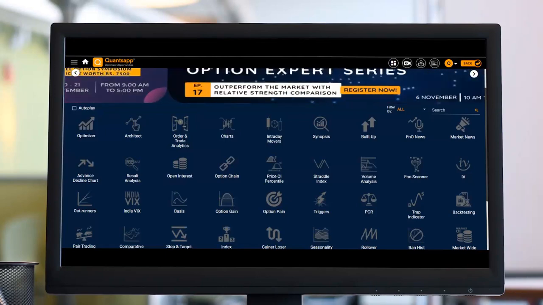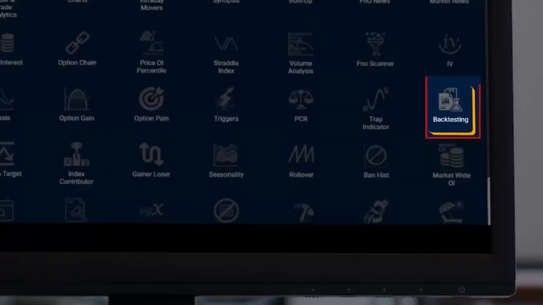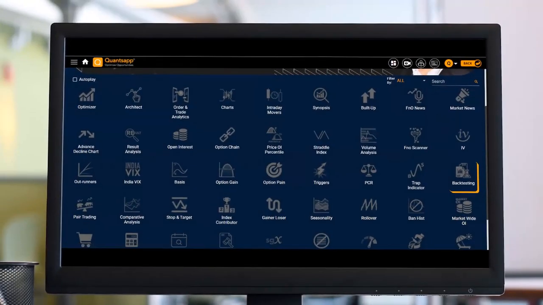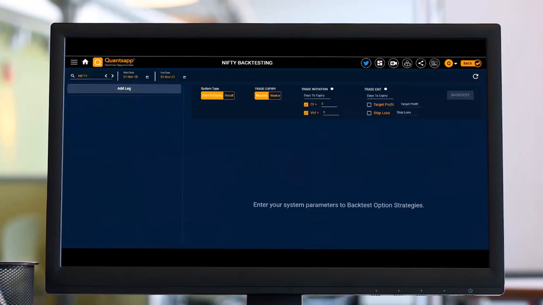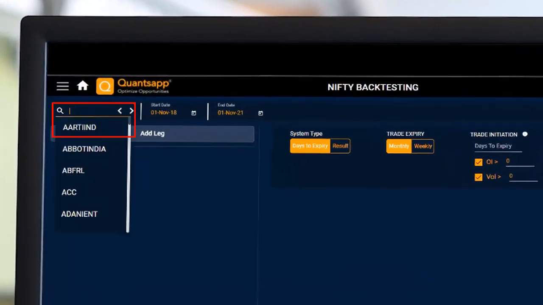Instead of that, we can use Quantsap's option backtesting tool over here, wherein the tool will help us in backtesting any of our option strategy since the inception of options. So in this video, we are going to learn how we can backtest our option strategy in Quantsap's backtesting tool. So the very first thing the tool will ask us is the instrument in which we want to conduct a backtesting in.